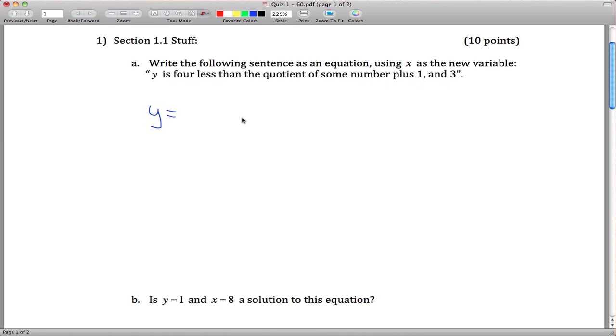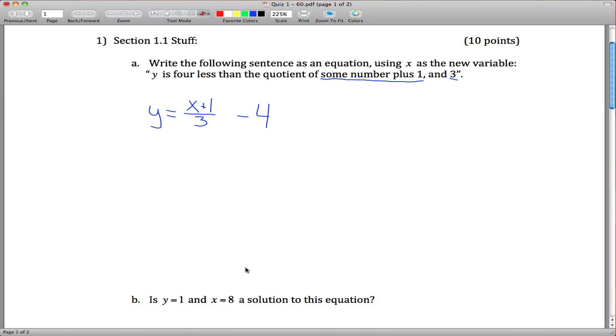4 less than, so we'll have something and then we have to take away 4 from it. 4 less than, and what is it 4 less than? The quotient of some number plus 1, and 3. So the quotient of something and something, this first something goes in the numerator, the second something goes in the denominator. So if you ended up with something like this, you're in good shape.